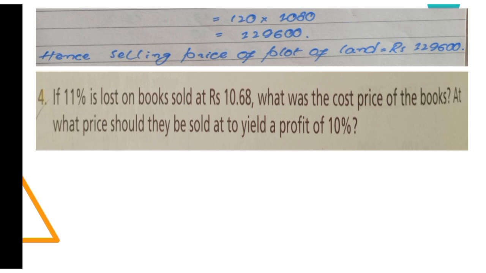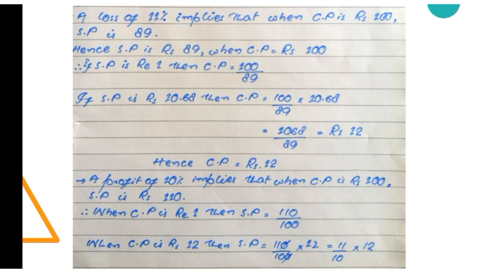Now question number 4: if 11% is lost on books sold at rupees 10.68. So basically someone sold a book at 10.68 rupees and got a loss of 11%. What was the cost price of the books? At what price should they be sold to yield a profit of 10%? Now a loss of 11% implies that when cost price is rupees 100, selling price will be 89. Write selling price first and then cost price after this. Hence selling price is rupees 89 when cost price equals 100 rupees.